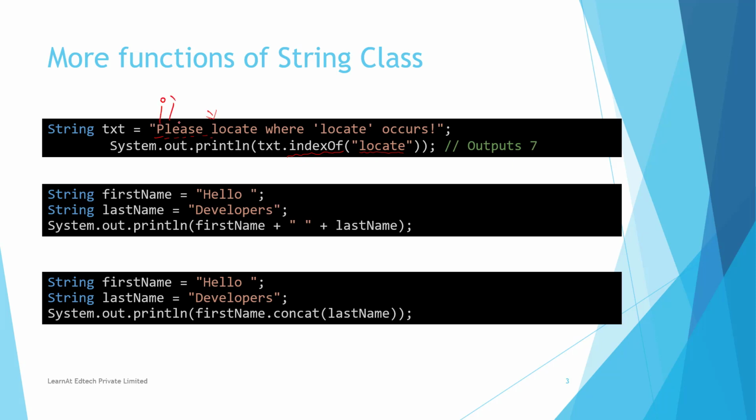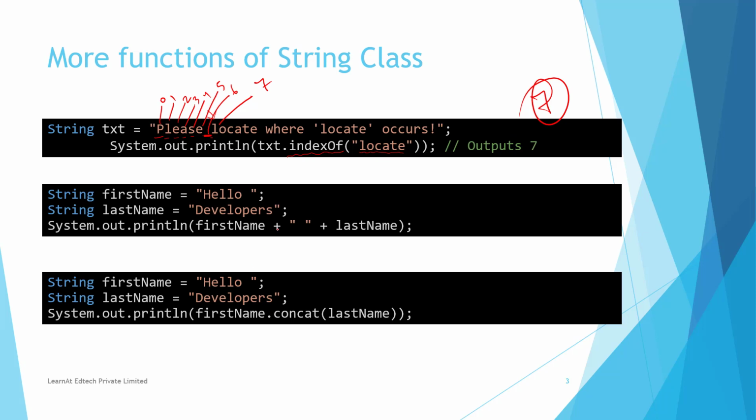This is 0, 1, 2, 3, 4, 5. Now this space will also be counted over there. This space is the 6th position. Now L becomes the start of locate. The first locate is on which position? On the 7th position. From index 7, this locate is beginning. So it has given the output 7. Okay. Got it? Okay. Yes, thank you.